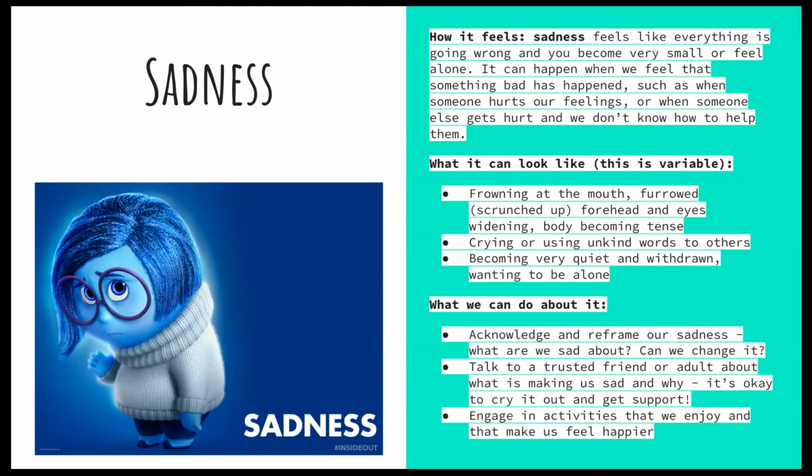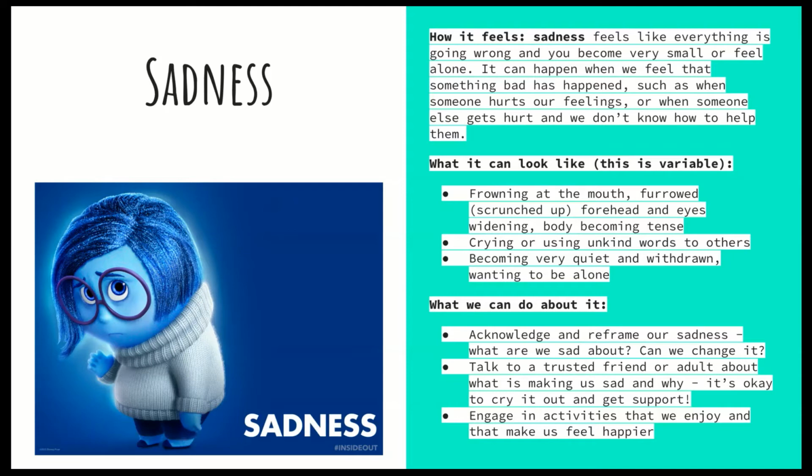Sadness. How it feels. Sadness feels like everything is going wrong and you become very small or feel alone. It can happen when we feel that something bad has happened, such as when someone hurts our feelings, or when someone else gets hurt, or if we get hurt and we don't know how to help. Okay, we don't know what to do.